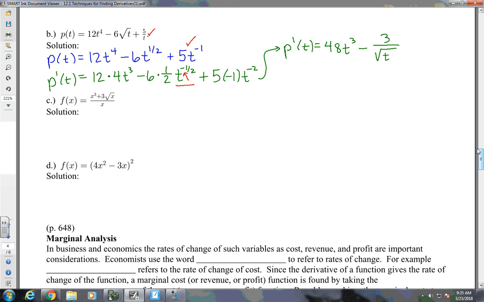For that last term, the coefficient is -5, and we'll move that t to the -2 in the denominator and give it a positive exponent. So we have successfully found the derivative of the function p.